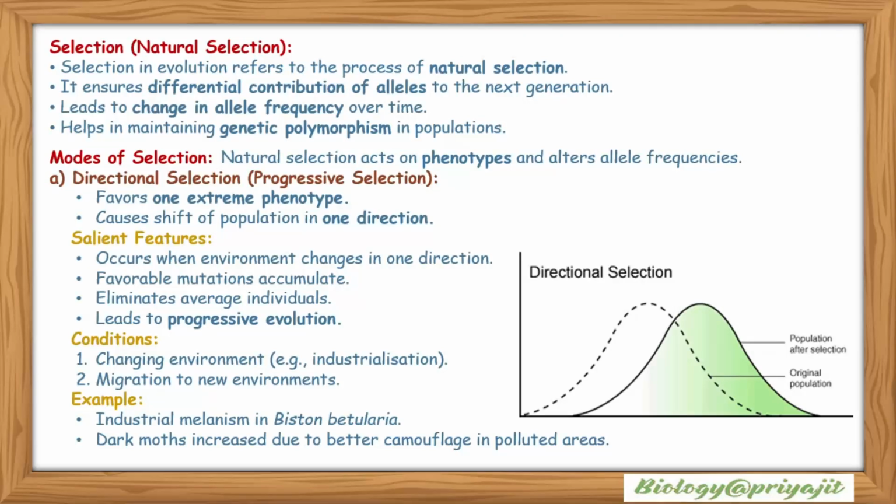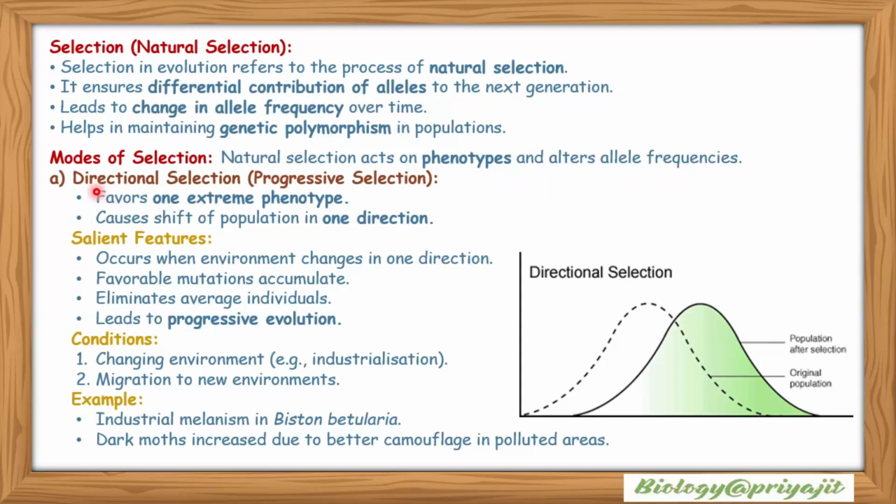Selection in evolution refers to the process of natural selection. It ensures differential contribution of alleles to the next generation. It leads to change in allele frequency over time and it helps in maintaining genetic polymorphism in the population. Modes of selection. Natural selection acts on phenotypes and alters allele frequencies.